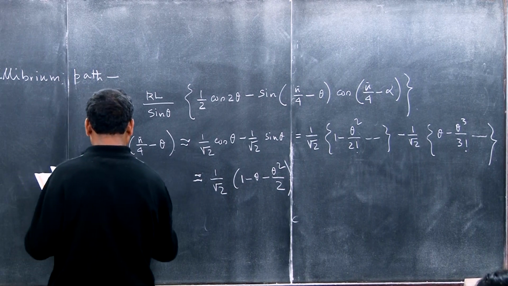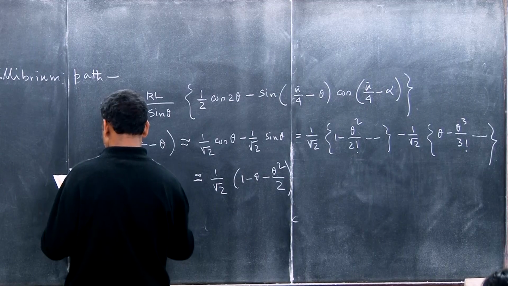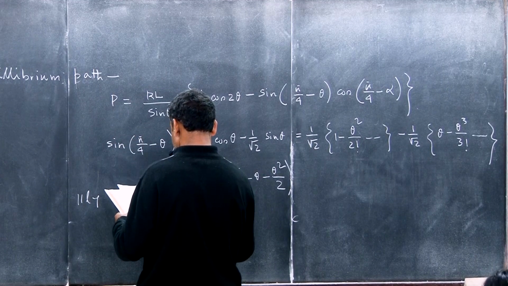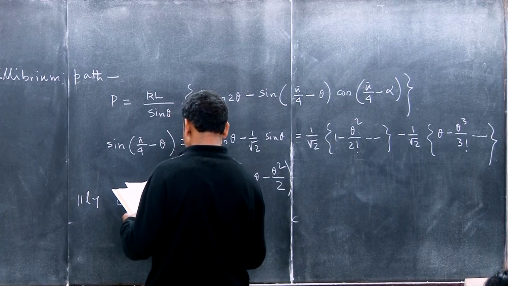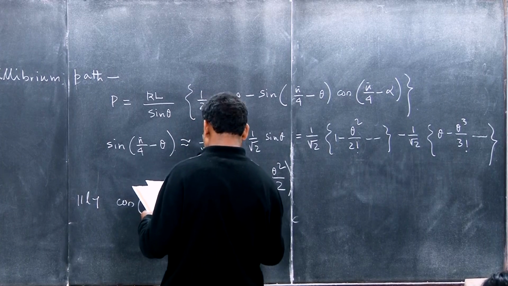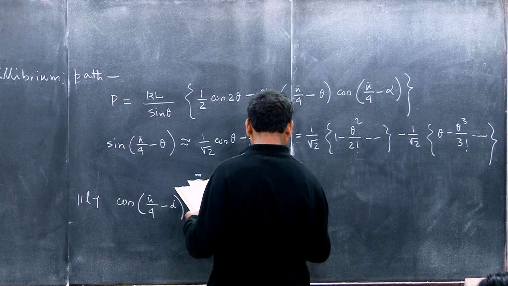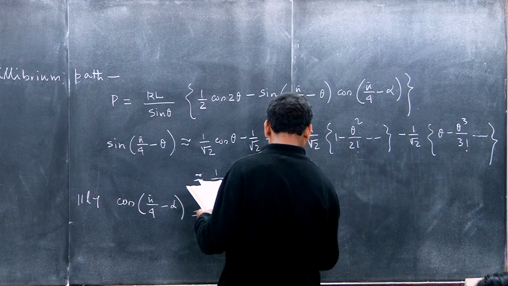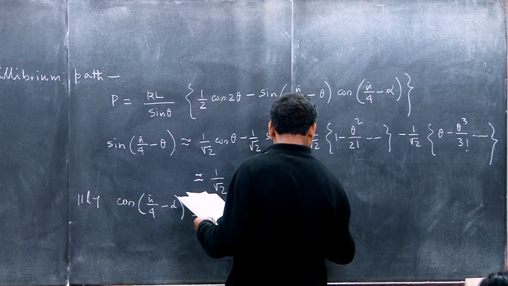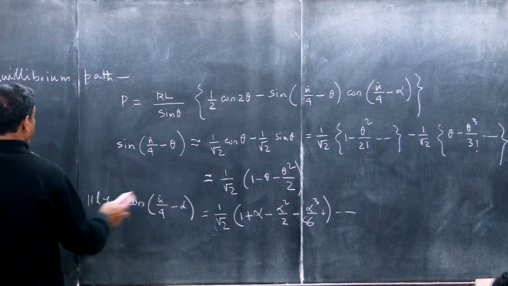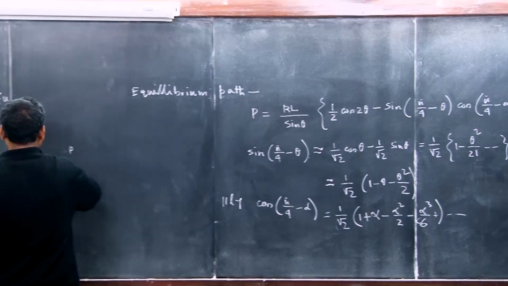cosine of pi by 4 minus alpha will look like 1 by root 2, 1 plus alpha minus alpha square by 2, alpha cube by 6. Although we are not going to consider all the terms, only the square term we will keep. Okay. But please note this thing. Okay. Please note.